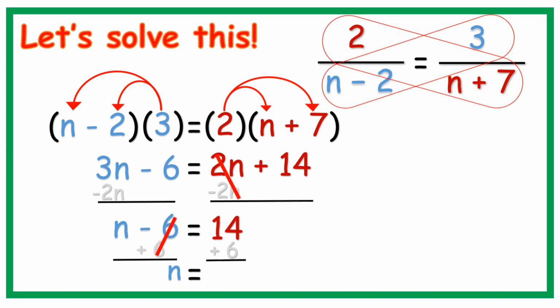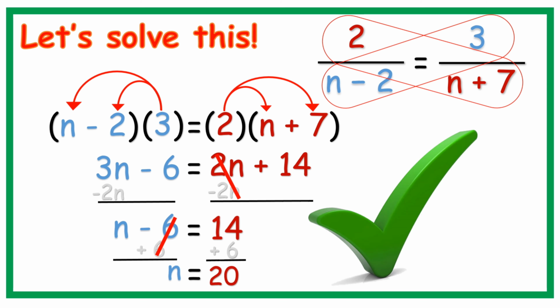And the next step, 14 plus 6, 20. That is our answer. N equals 20. Just like that. You got it.